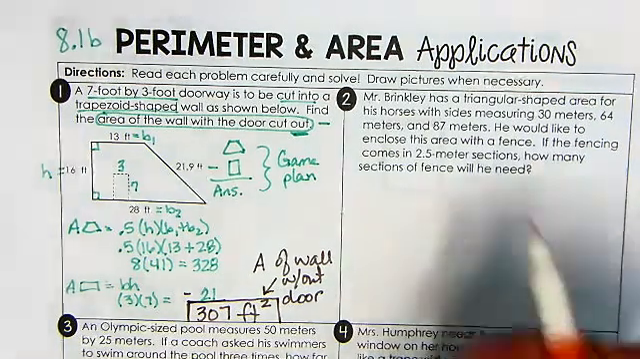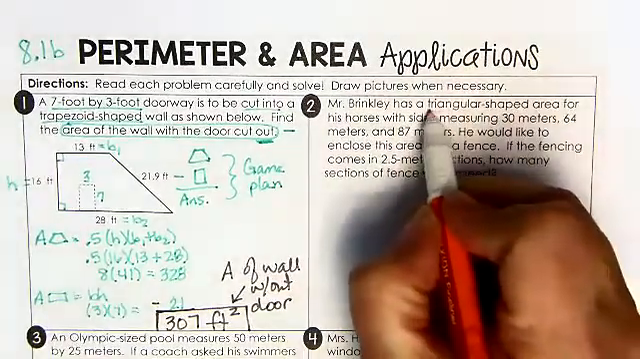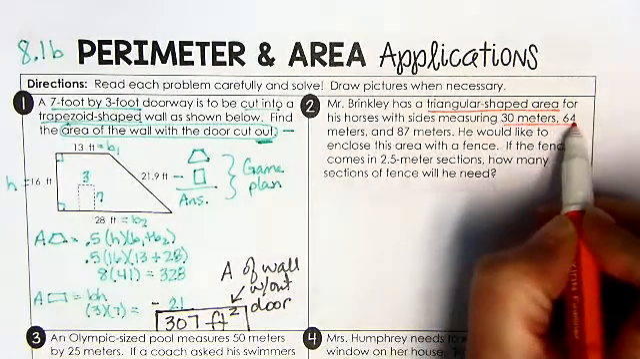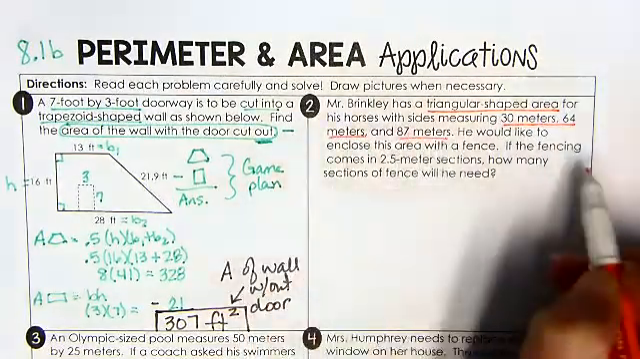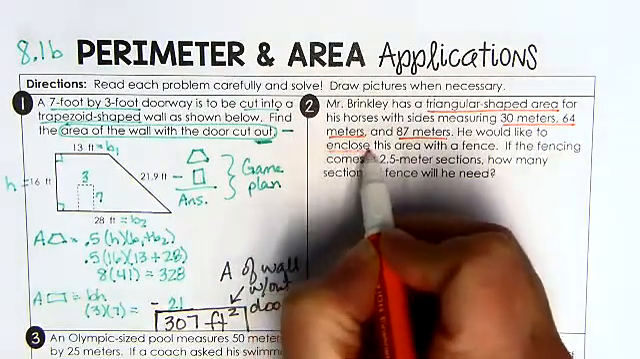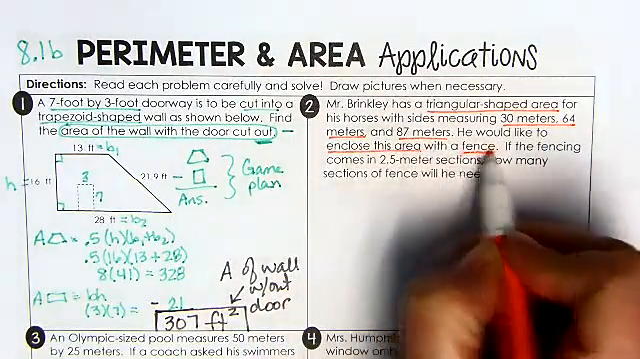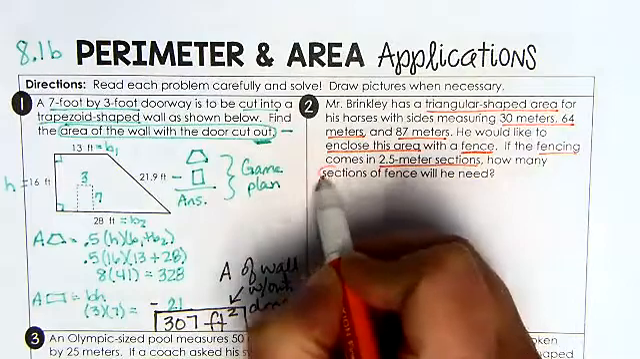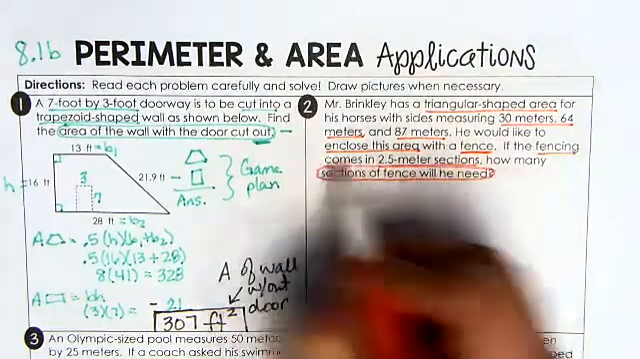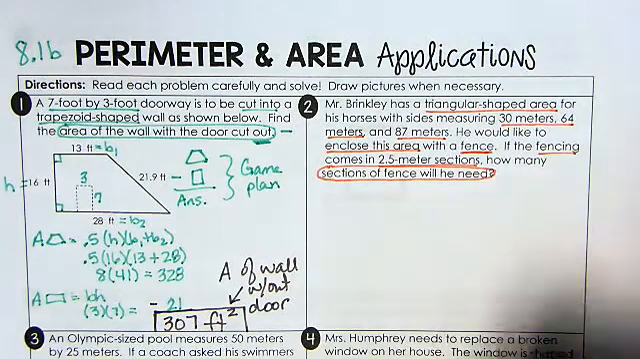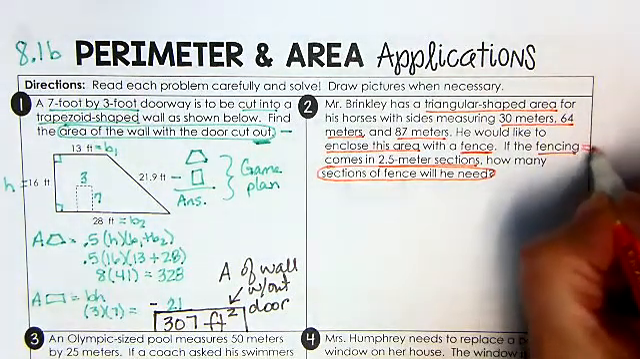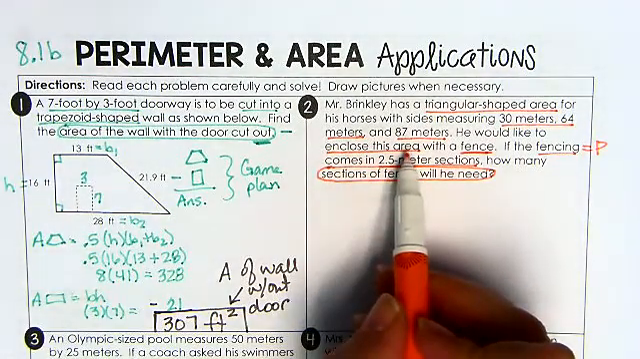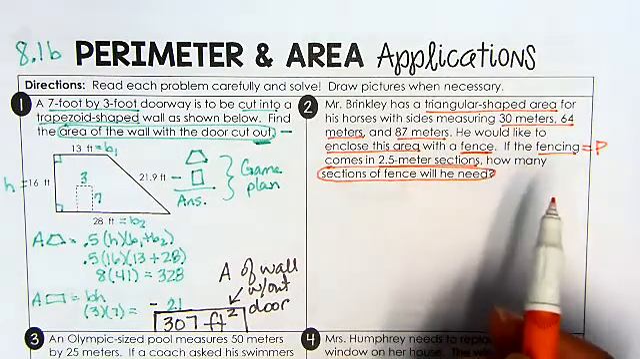Okay, next example. It says, Mr. Brinkley has a triangular shaped area for his horses with sides measuring 30 meters, 64 meters, and 87 meters. He would like to enclose this area with a fence. If the fencing comes in 2.5 meter sections, how many sections of fence will he need? Well, since I'm fencing, that means I'm actually finding the perimeter. It says area about enclosing this area, but that could confuse you. Because we're fencing it, we're talking about perimeter.